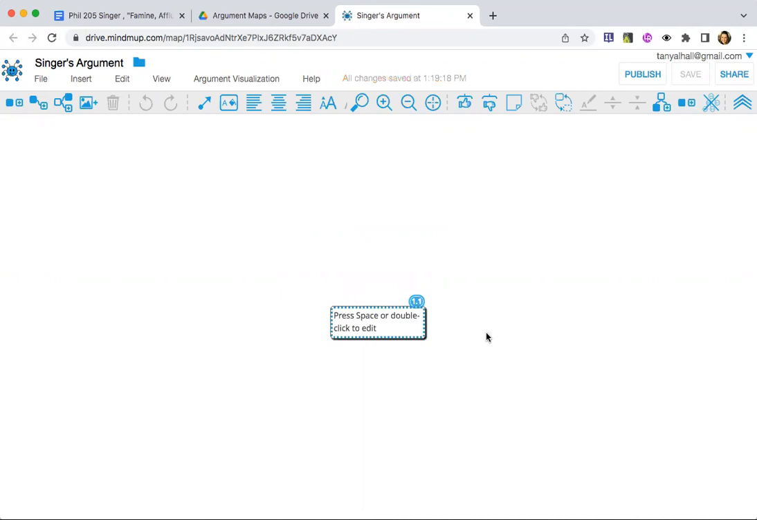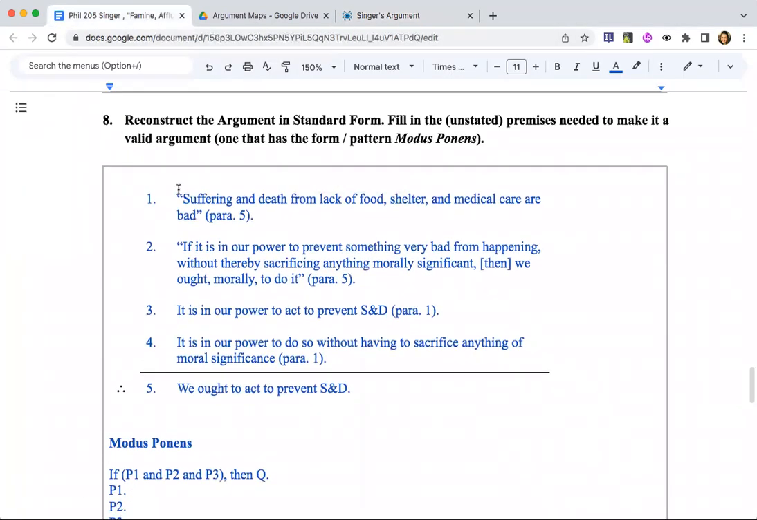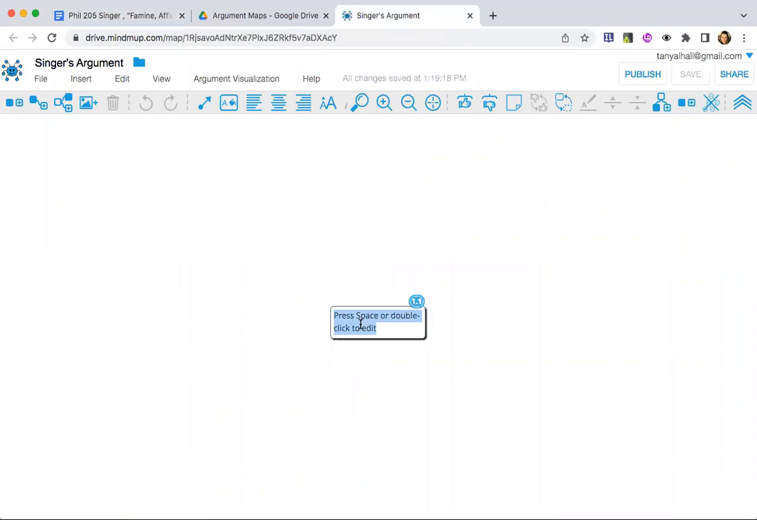What I'm going to do is copy and paste. I've already put the argument in standard form. Each one of these should be in a box. We know this is the conclusion. The only question is, are these co-premises or are they independent premises? So as I'm doing this, navigate away, open up your own map, and make four boxes. Just copy and paste your premises and conclusion into four boxes, and then decide how to map it. I'm going to start with the conclusion.